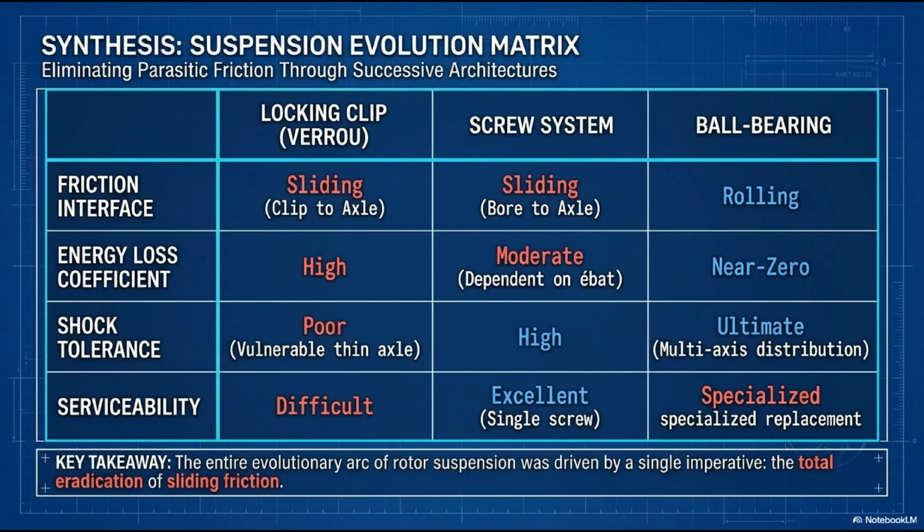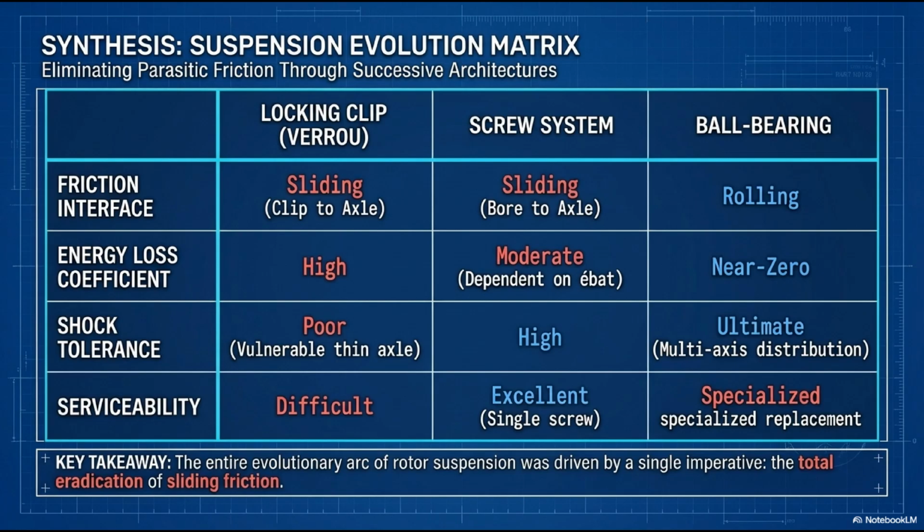We moved to the screw system. The interface was still sliding, but now between the bore and the axle. Energy loss was moderate, entirely dependent on the watchmaker's skill in setting the abat clearance. Shock tolerance was high, and serviceability was excellent with just a single screw.